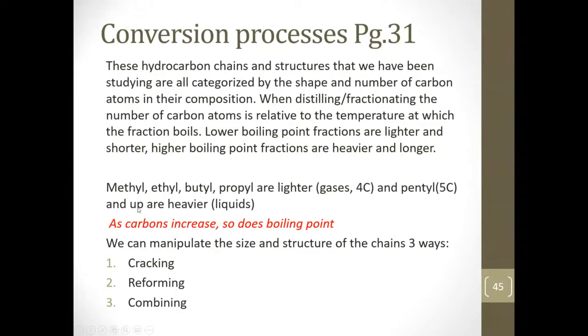So it all has to do with modifying that carbon chain in order to get the characteristics or physical properties that we want. And again, as the carbons increase or the chains get longer, so does the boiling point, and so does the density, or the thickness, I guess, of the material. So we can manipulate the size and the structure of the chains in three different ways. And again, we're talking about oils at this point in time. So cracking, reforming, and combining. We're going to look at each of these individually.